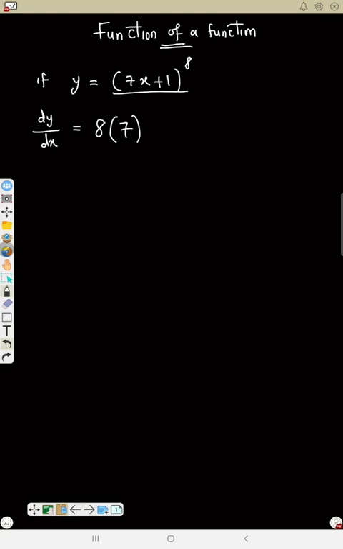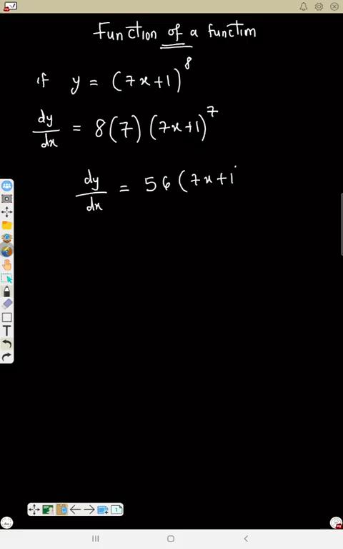Now rewrite everything in the bracket. So that will be 7x plus 1. Now subtract 1 from the power. 8 minus 1, 7. Now 7 times 8 is 56. So dy dx will be equals to 56 into 7x plus 1 raised to power 7. Answer. So that is the principle.